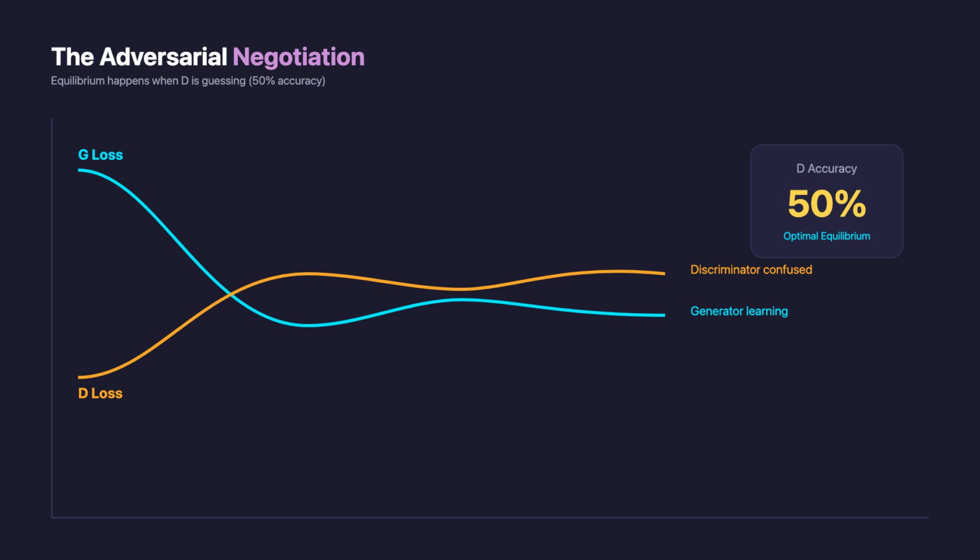But watch out, if D becomes too strong too fast, G's gradients vanish. The loss becomes flat and G stops learning. And if G finds one image that fools D, it may produce only that image, mode collapse. This adversarial balance is delicate, which is why we need the stability tricks.